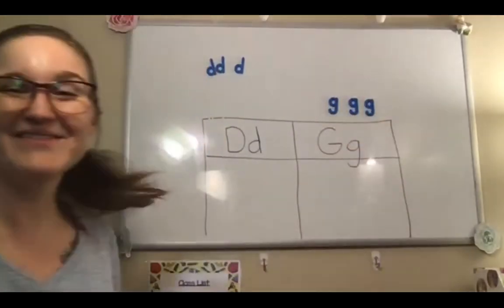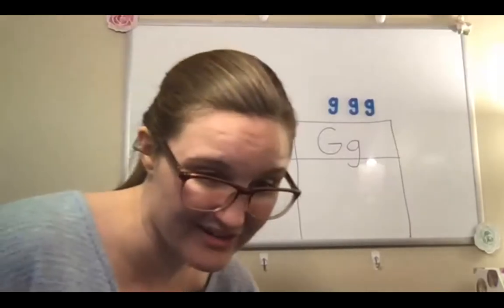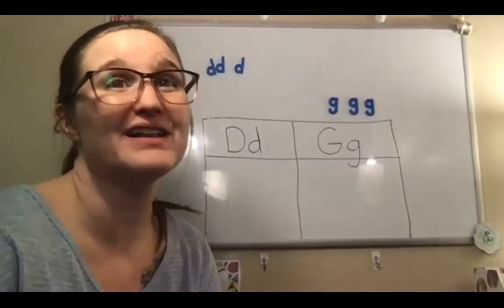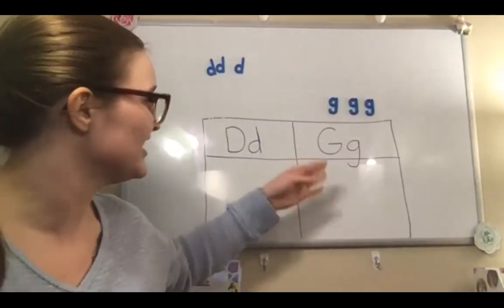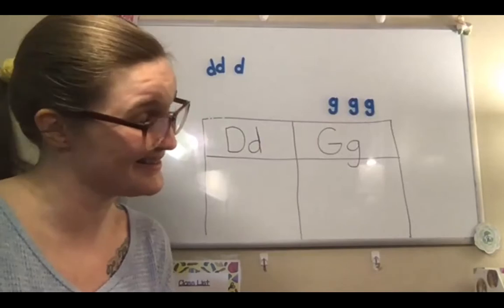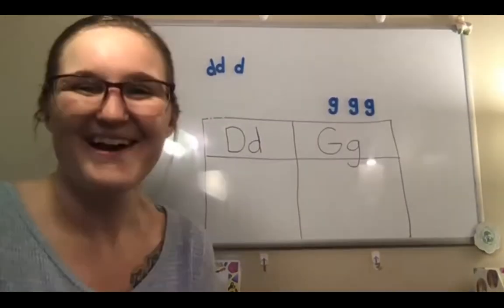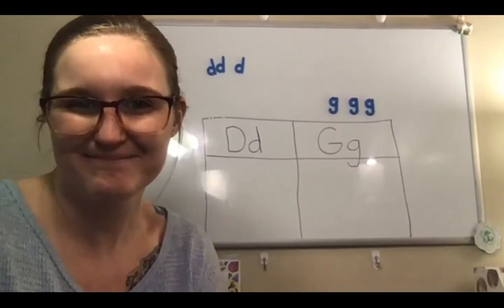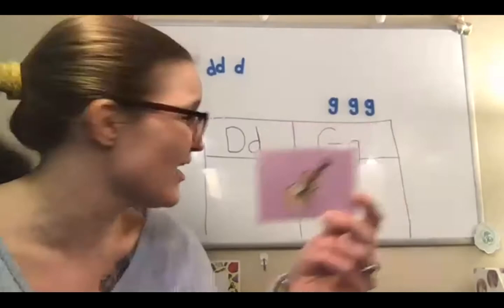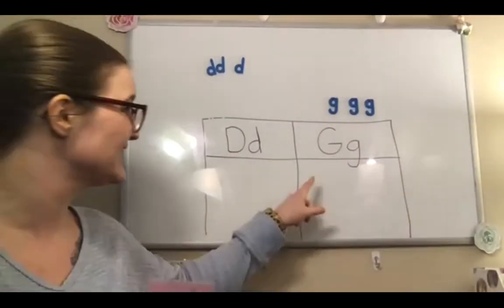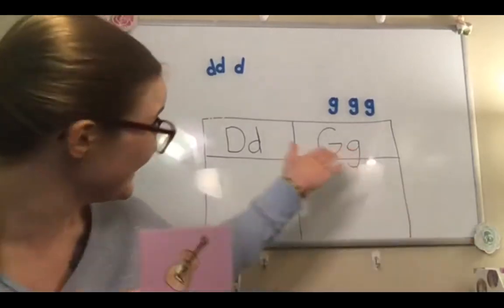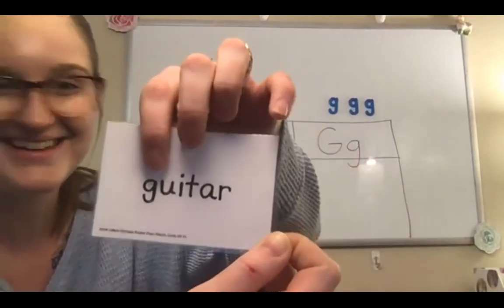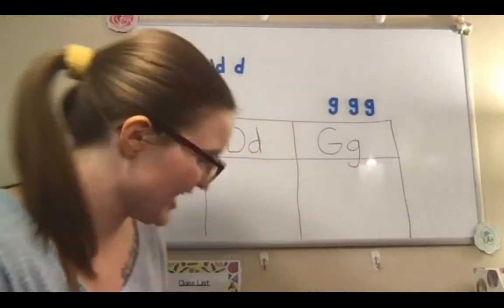All right, so now that we have taken a close look at both of these letters, I have a couple pictures here, and I want you friends to help me decide, did they go in the D group or the G group? All right, this is a little tricky. Let's see how you can do. All right, what about a guitar? What do we think? Does that go with the D or the G? What sound does it make in the beginning? G, guitar. And there's our little G. So we're going to put that right in the G category.